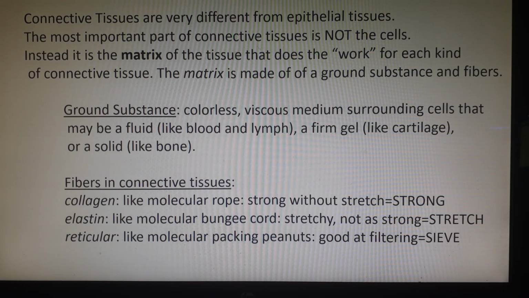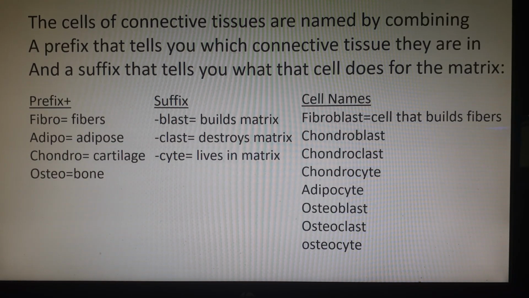All right, but the cells are still important. The cells in connective tissue are named a special way. They're made up of a prefix and a suffix. The prefix, which is the front part of the name, tells you which connective tissue the cell is from. And some of our prefixes are fibro, which means fibers, adipo, chondro, and osteo. And then the cell ending or suffix tells you what is that cell doing in regards to the matrix. What is it doing for the matrix? Our suffix examples are blasts, clasts, and sites.